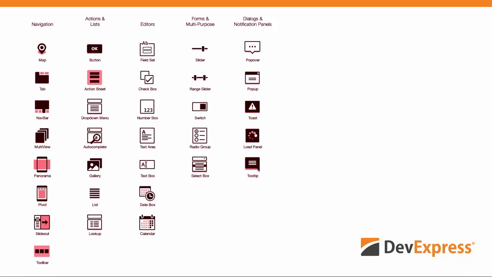We have also got dialogues and notification panels, such as the popover, alert controls, toast controls, messages or info boxes such as load panels to show your user that something's happening on screen, and of course the all-important tooltip. Let's take a quick look at some of these things in action.